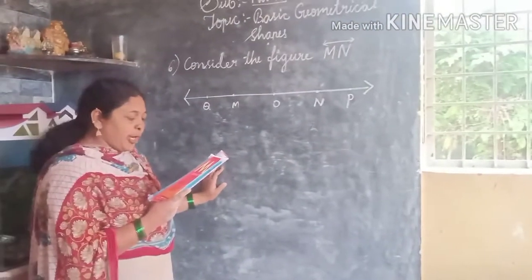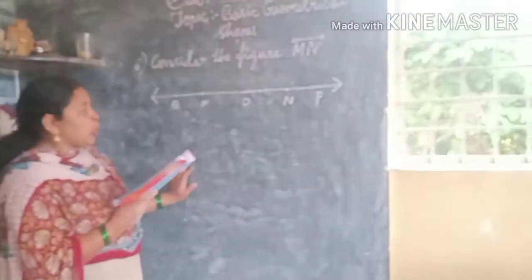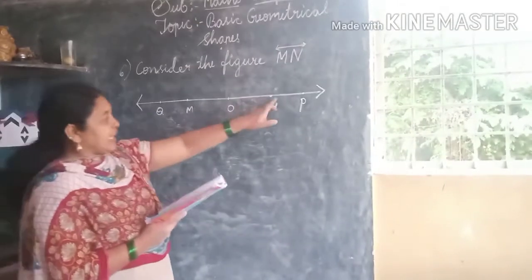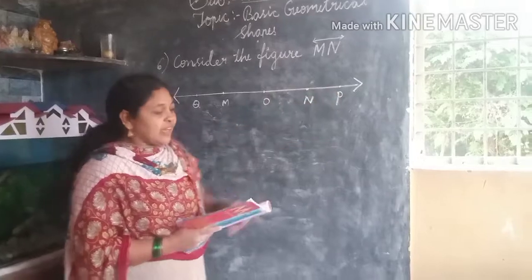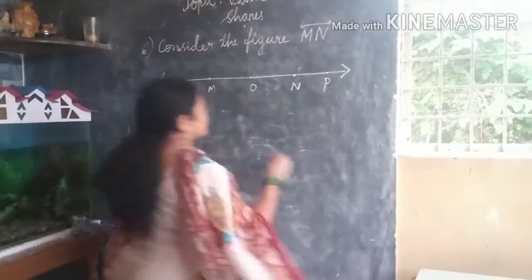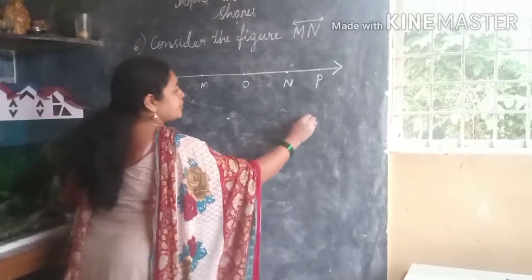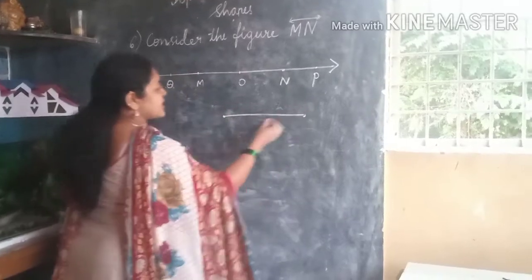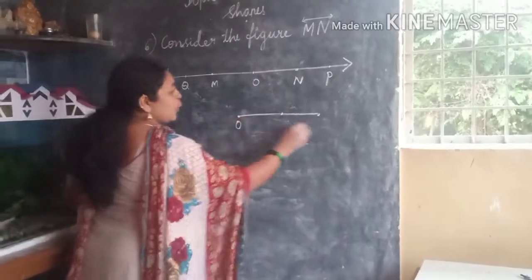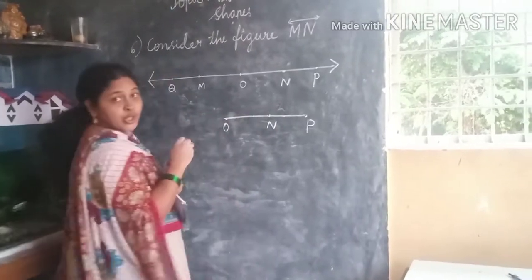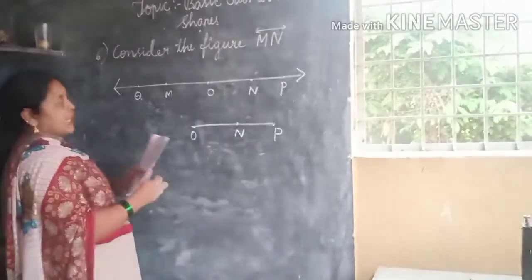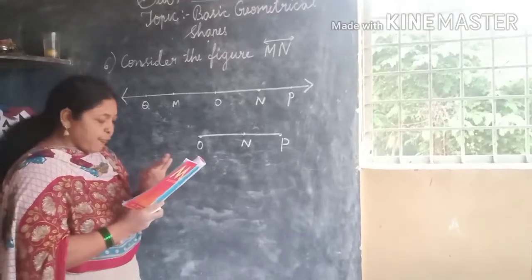O and N are the end points of a line segment OP. Can it be considered like that? See, let us see here. If you take the line segment here, OP, can O and N be the end points? No. So the fourth statement is false.